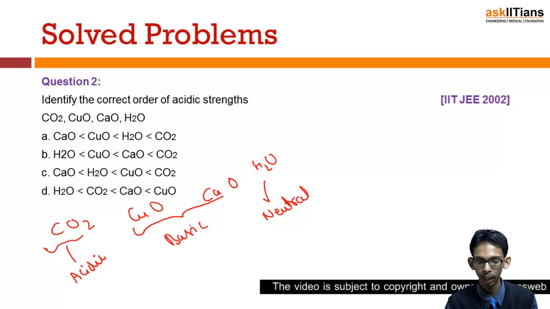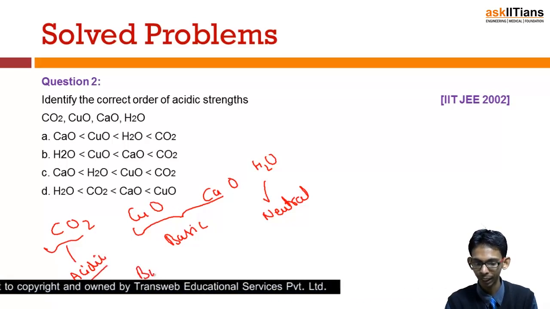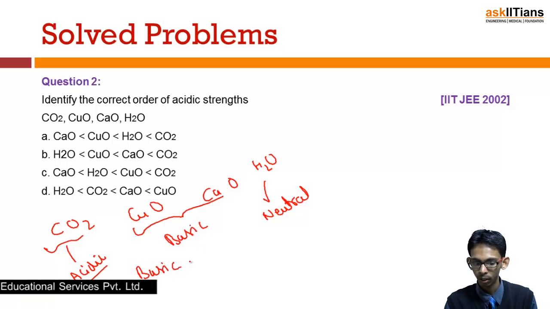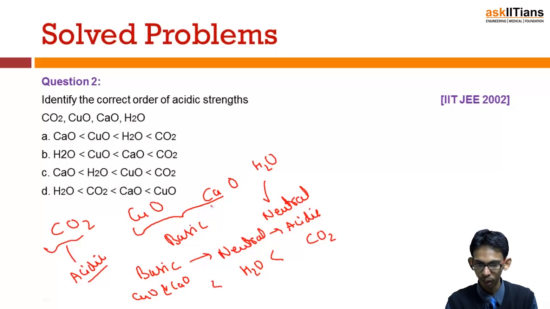So if we want to arrange these in increasing order, first of all we'll write basic oxides, then we'll write neutral oxide, and then we'll write acidic oxide. According to this order, here would come CO2, then we'll have H2O, and then we'll have CuO and CaO. So according to this, A is the correct option here.